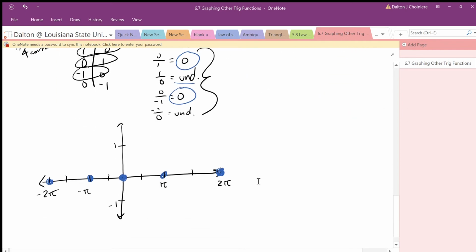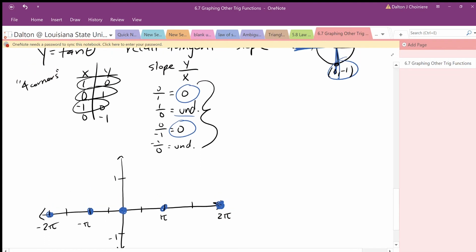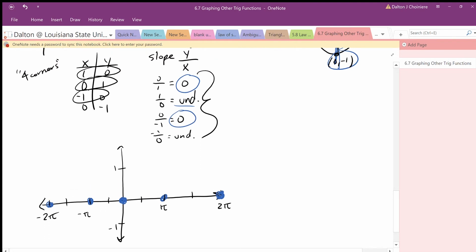Okay, so our asymptotes, I'm going to draw in red. Those will be our vertical lines. So we're going to have one here at negative 3 pi over 2, and another one at negative pi over 2, another one at pi over 2, and another one at 3 pi over 2.